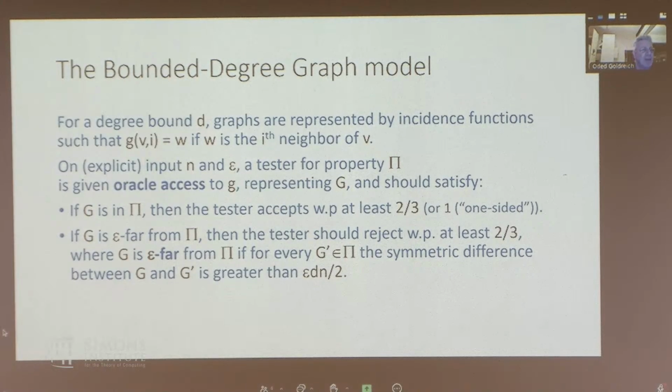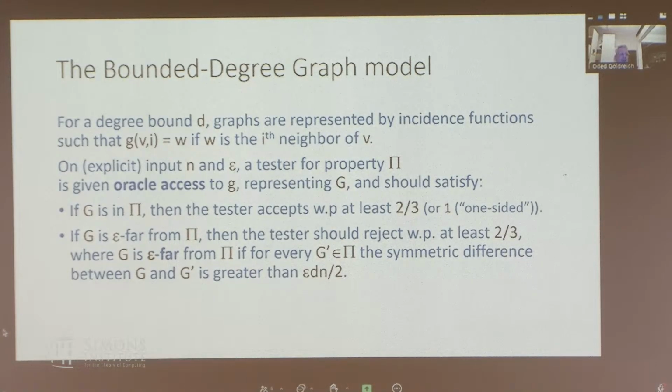Okay, so the bounded degree graph model: as I said, all the time I talk about bounded degree. There is a degree bound d, which is constant, and you can think of 3 or of 13. That's good enough. Graphs will be represented by the incident function. G(v,i) will be the i-th neighbor of v if v has at least i neighbors. Otherwise, there will be a special indication that it has no such neighbor. We, as a tester, will have access to such an incident function which represents a graph. So we'll get as explicit parameters the input size, the number of vertices in the graph n, and epsilon, which will be the usual proximity parameter. And our task will be to test for a graph property capital Pi.